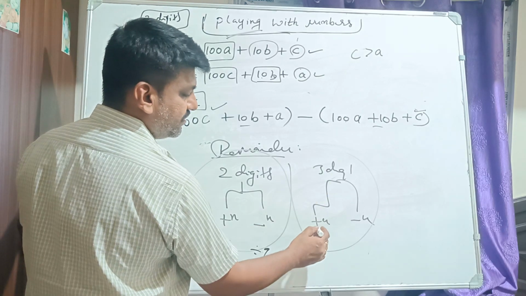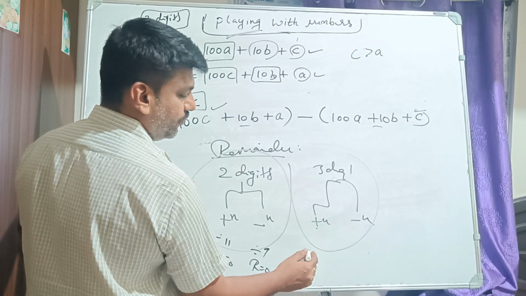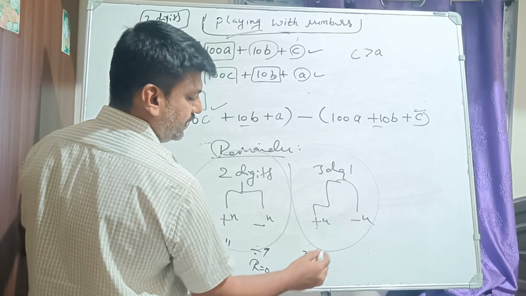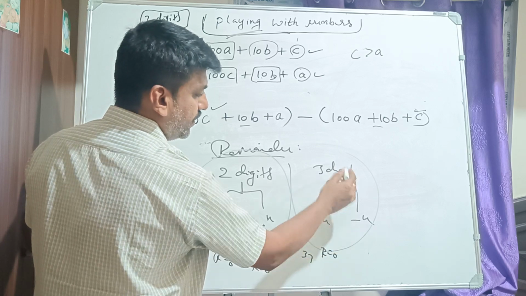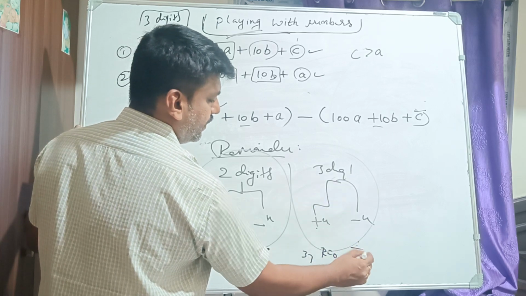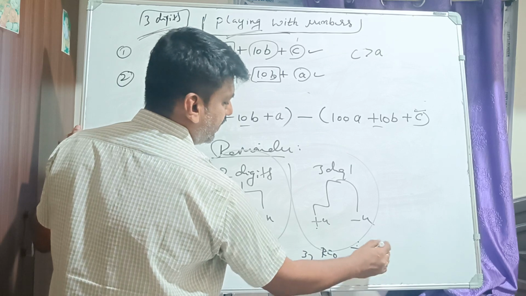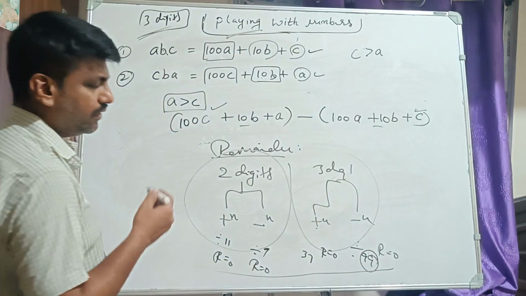If it is 3 digits, if it is addition, what is it? You should divide it by 37 so that you will get a remainder 0. Right? For subtraction, you should divide it by 99 so that you will get a remainder 0. So this is the final conclusion.